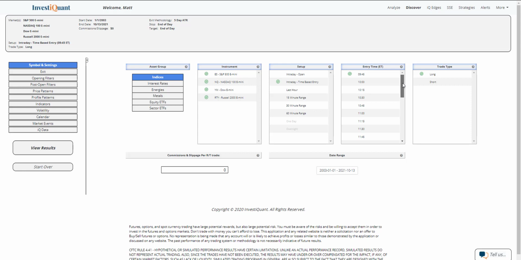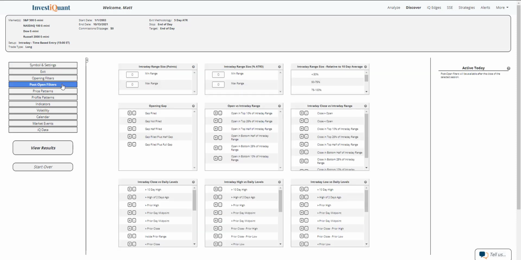So let me go ahead and set this up. We use all 4 instruments, a setup time of 3 p.m. Eastern time as a long. It'll exit at 4:15 p.m. Eastern time. Now, the only context I'm going to add to this as far as price patterns go, I'm going to go to the post-open filters, and I'm going to say that the 3 o'clock price is in the top half of the intraday range. So to do that, I'm going to come to this intraday close versus intraday range category, and I'm going to hit equals next to close and top half of intraday range.